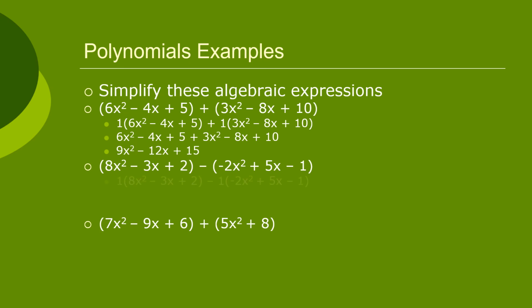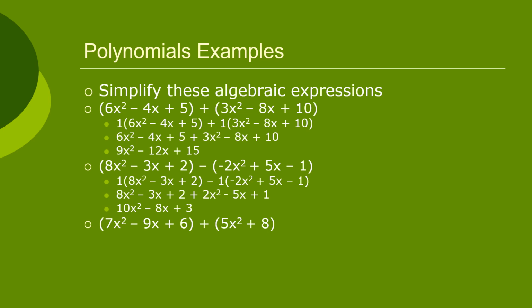In the second one, we put 1s in front again. This time, I'm going to distribute a positive 1 with the first set of parentheses and a negative 1 with the second set of parentheses. I'm left with this string of terms. Now, I need to combine like terms to get my final answer of 10x squared minus 8x plus 3.